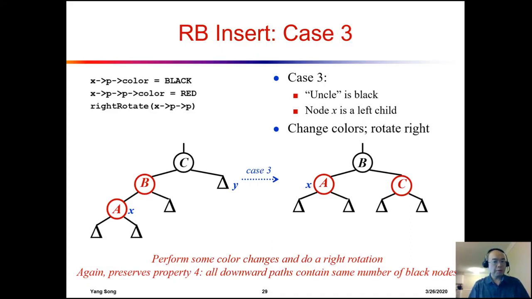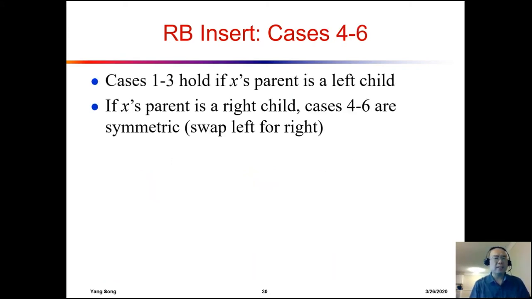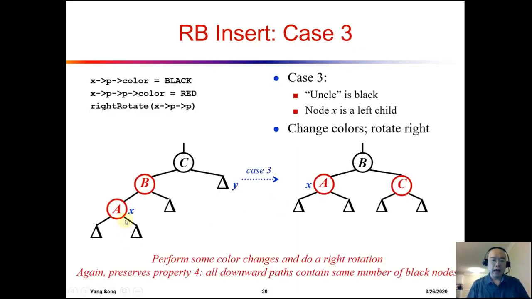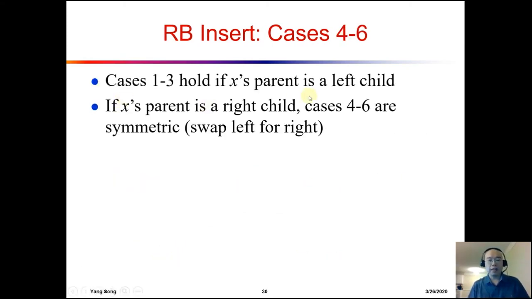So you may find that's already hard enough. We have already talked about case 1, case 2, and case 3. And guess what? We have cases 4, 5, and 6. The difference is that cases 1 to 3 hold if X's parent is the left child. If X's parent is a right child, then we go into cases 4, 5, and 6. They are just symmetric to cases 1, 2, and 3.